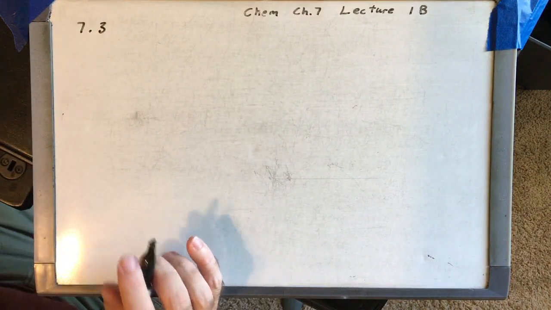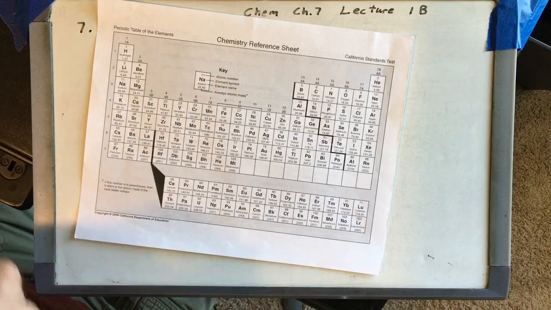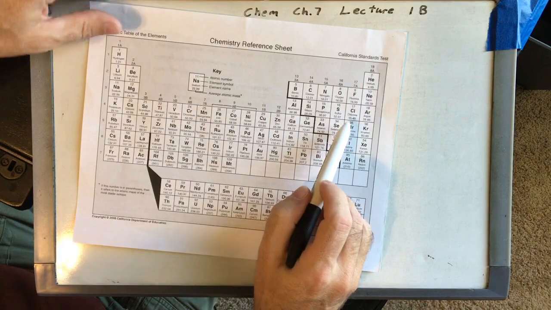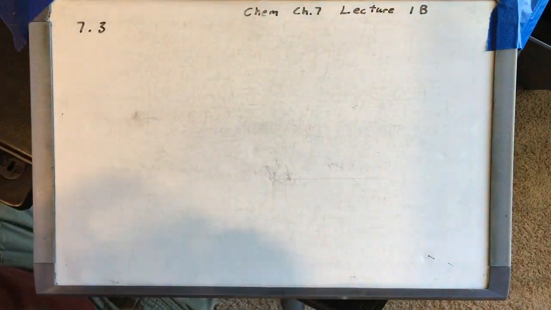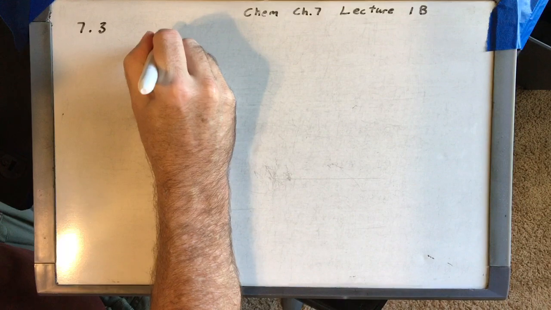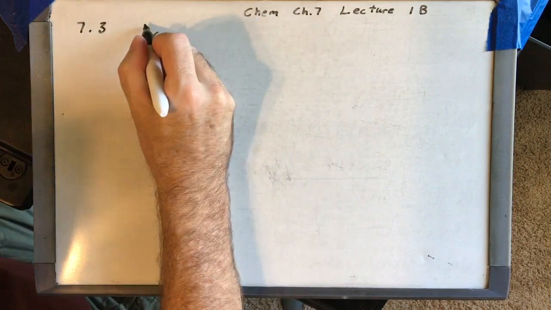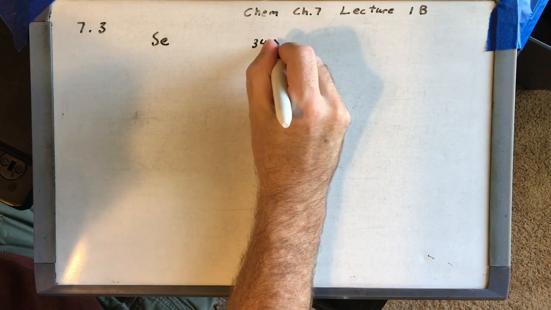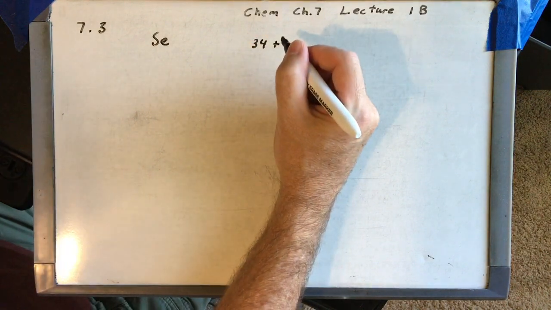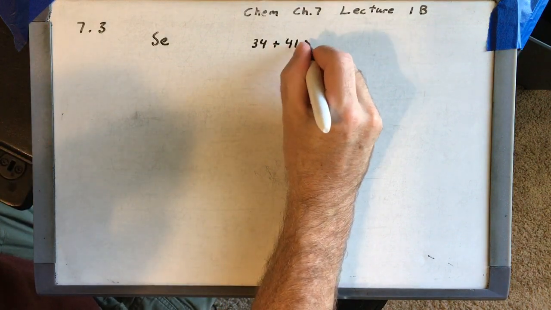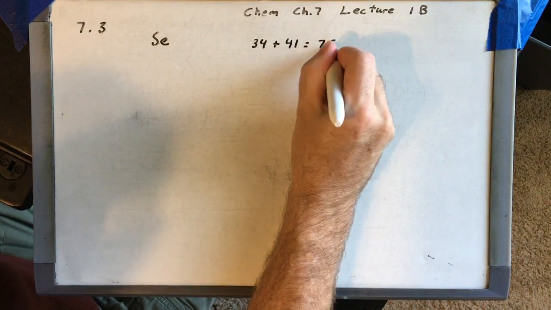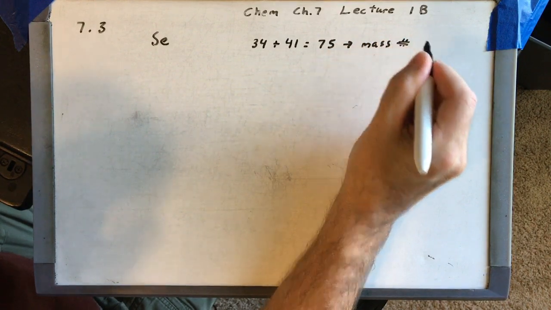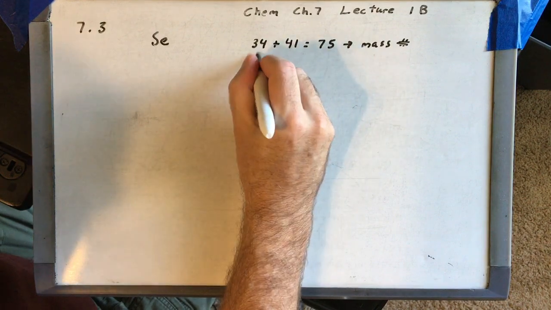Okay, so we need to go find number 34. That's selenium. All right, 34 is selenium, so we know that it's Se. To get the mass number, we take the number of protons, so that's 34, and then the number of neutrons is 41, so that's going to be 75. That is our mass number. Right? That's the number of protons and neutrons.